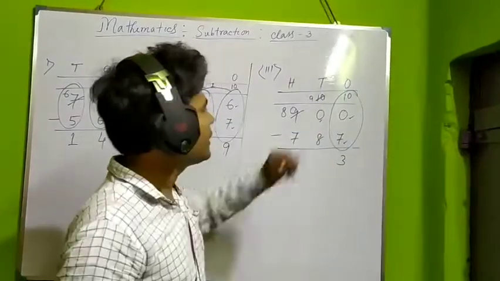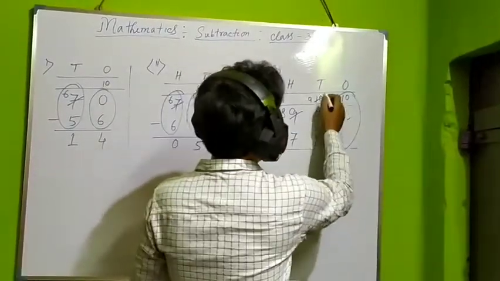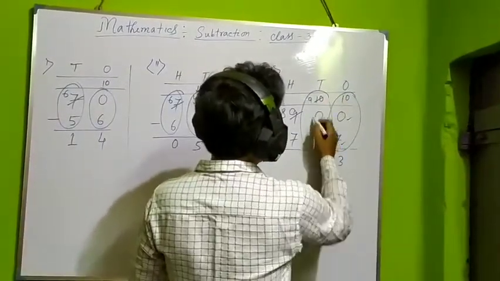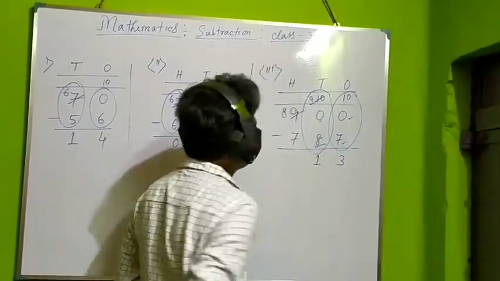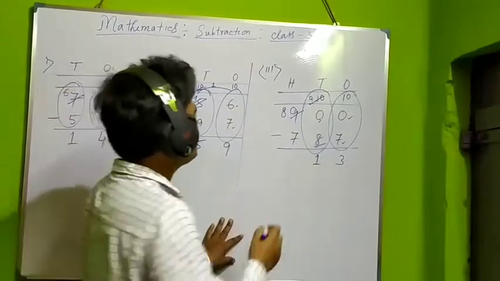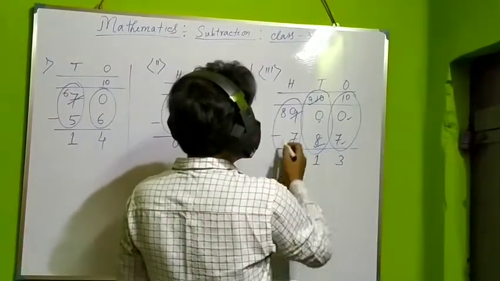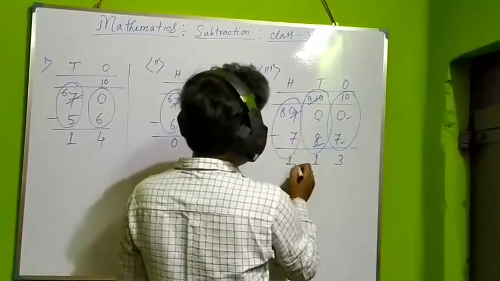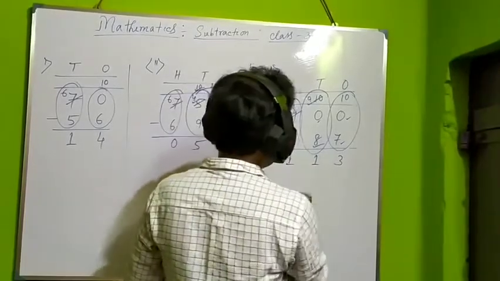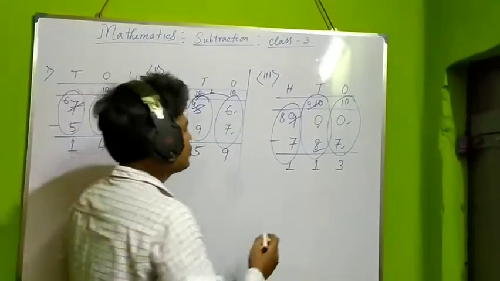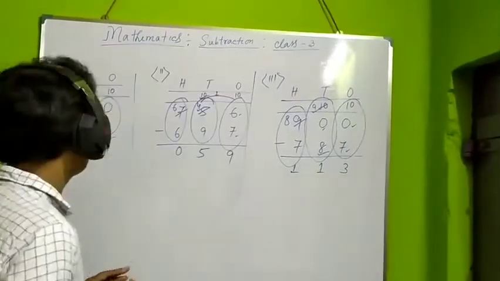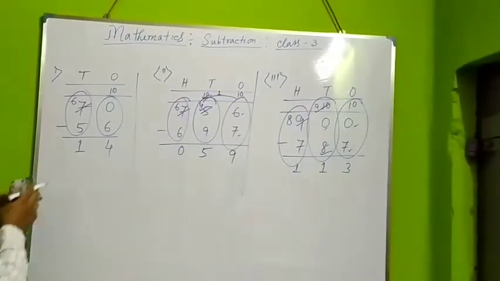Now you come to 10's place. Here you can see we have to subtract this 8 from this 9. So 9 minus 8 equals 1. Now you come to 100's place. So here 8 minus 7 equals 1. So the result is 113. So in this way, now I take another example.